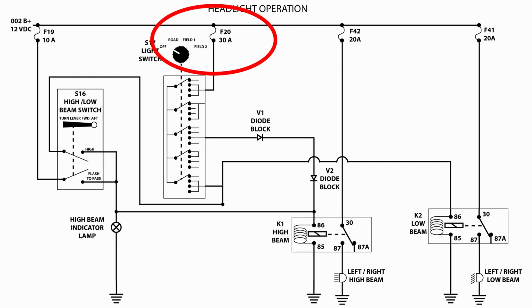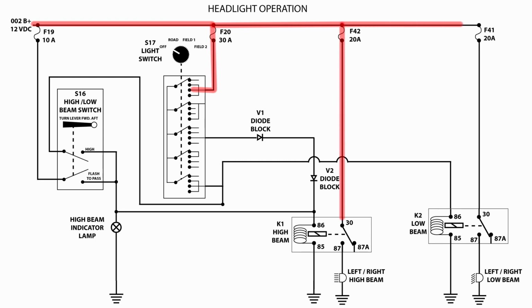I'd like to point out a couple of things on the system schematic that are noteworthy. The multifunction rotary switch on the side panel is powered by the B+ 12-volt line through fuse F20, which means that power is available to the switch at all times independent of the ignition key switch position. This same B+ 12-volt power is available to the low beam and high beam relay contacts through fuses F41 and F42, and to the flash to pass contacts of the dimmer switch through fuse F19.